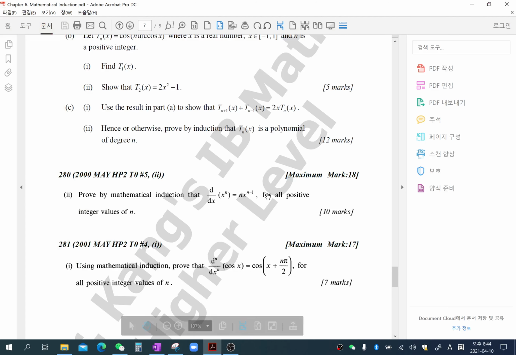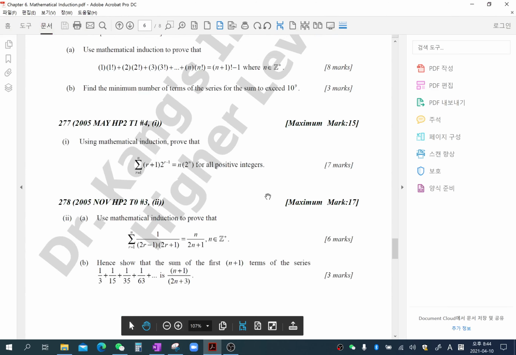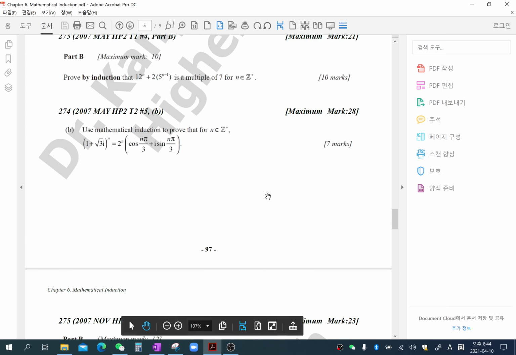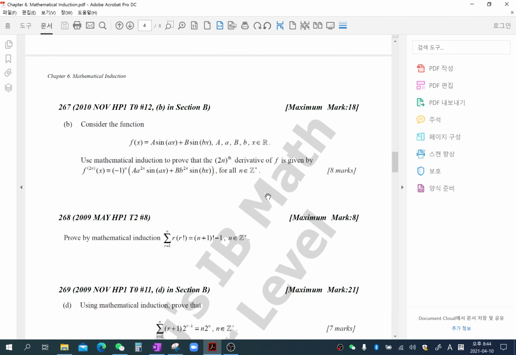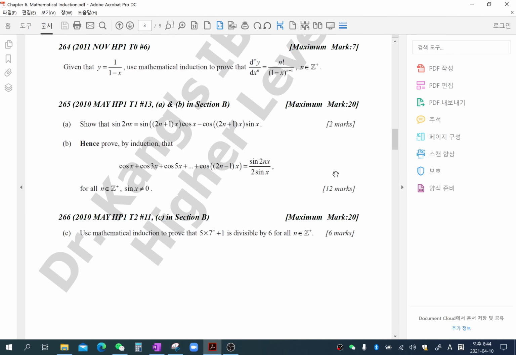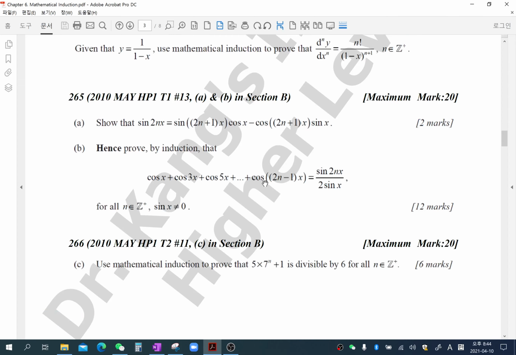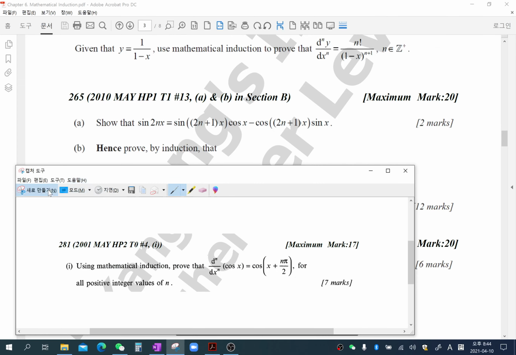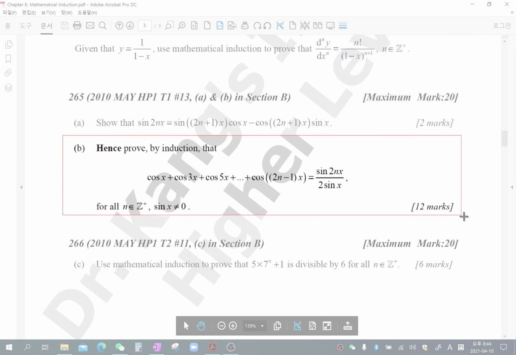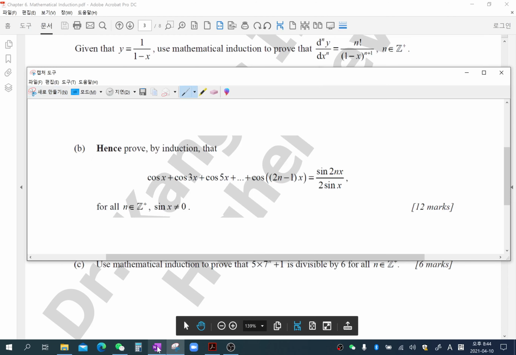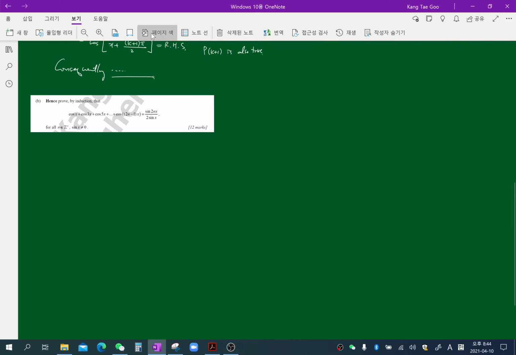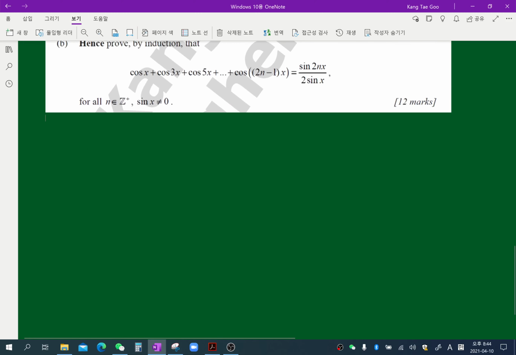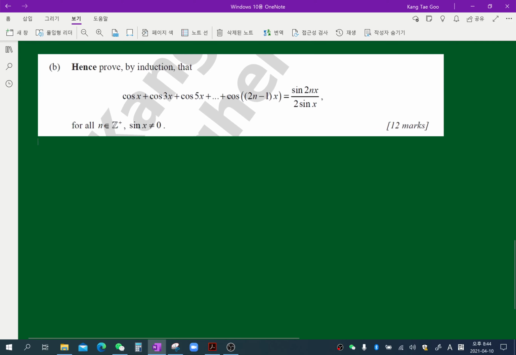Okay. The second example of today is a bit more complicated, about trigonometry. Yeah, there's this one. The question is: prove by induction that blah blah.